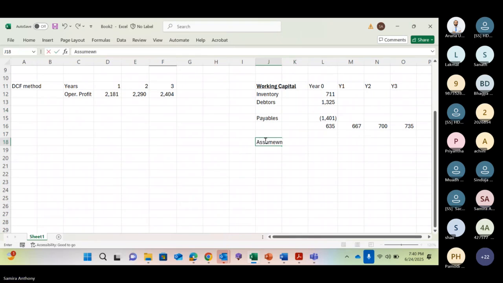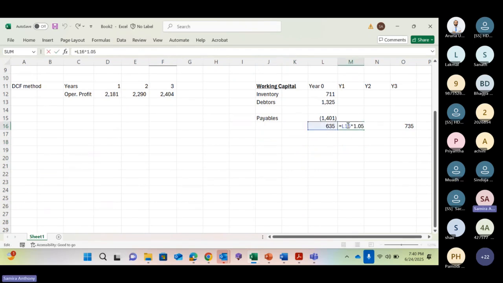If you take only these three, you have to write down an assumption here: assumed that only the above items operate in working capital. Likewise, you have to put an assumption, right, Hanifa? Yes, sir. Understood.